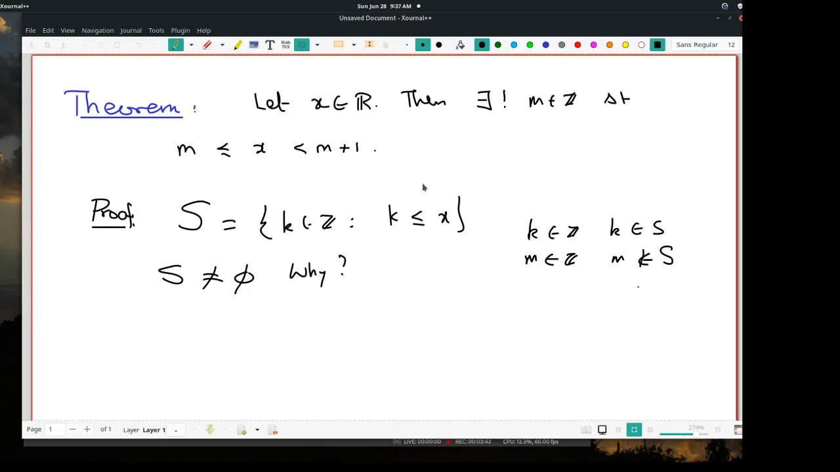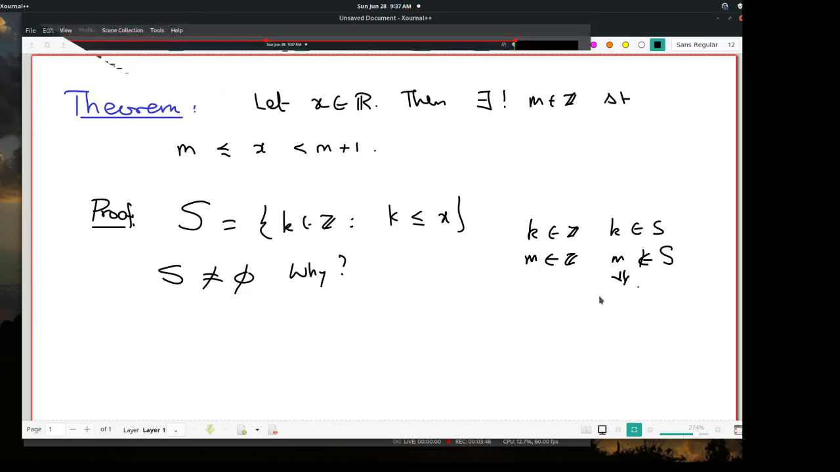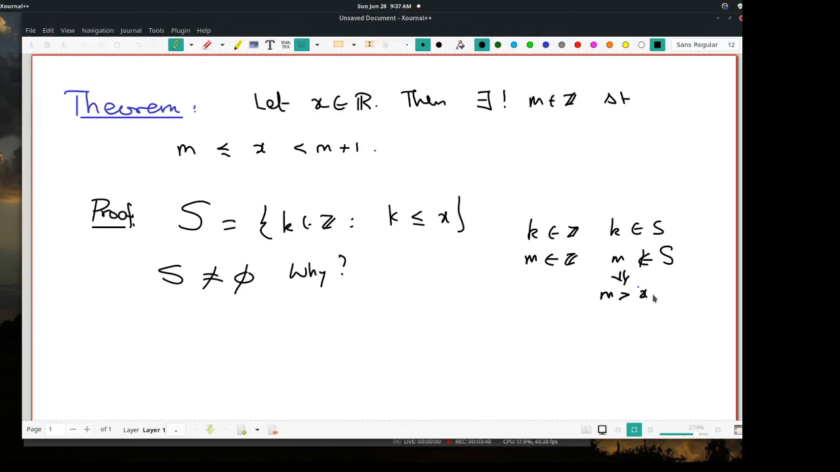That means this condition is violated. This implies m is greater than x. Is that clear? Yeah? Okay. No doubt?